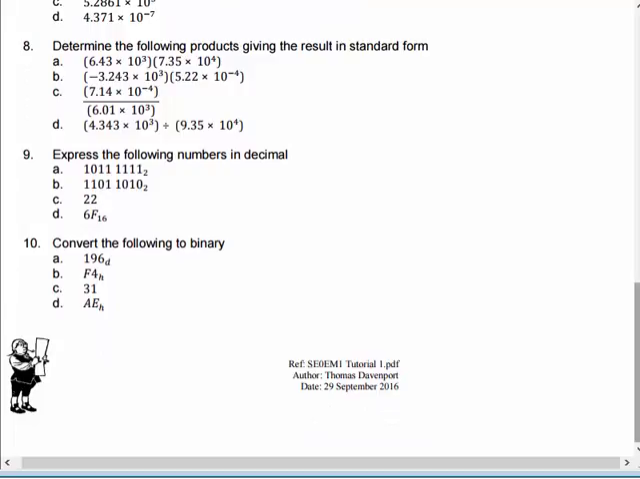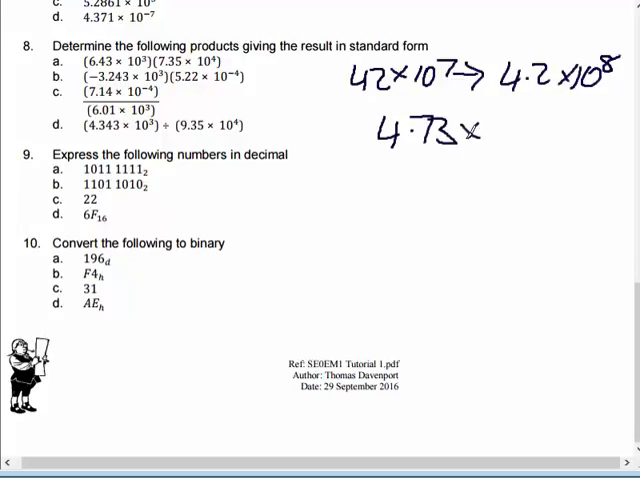Question 8. Determine the following products, giving the result in standard form. Again, before we start, we'll make an estimate of the value we're expecting. So we're going to get roughly 6 times 7 is 42, times 10 to the 3 and 10 to the 4. So that's going to be 42 times 10 to the 7, which is 4.2 times 10 to the 8. Put the numbers into a calculator and you'll find that the answer is actually 4.73 times 10 to the 8, which is near our estimate, so we can be confident that that's a right answer.